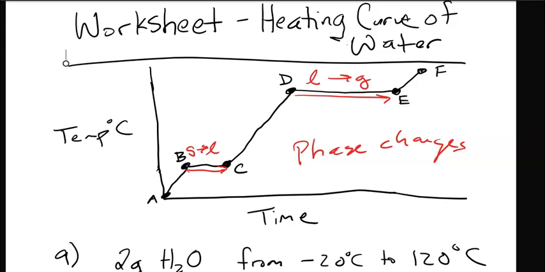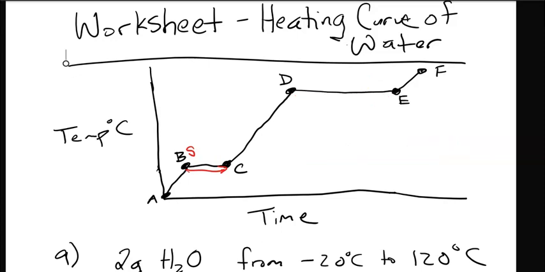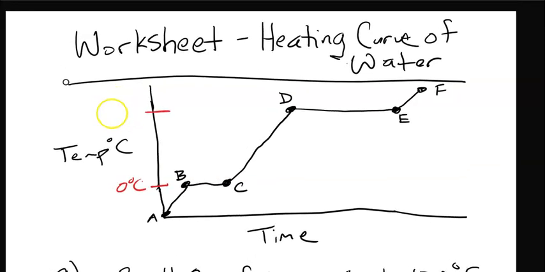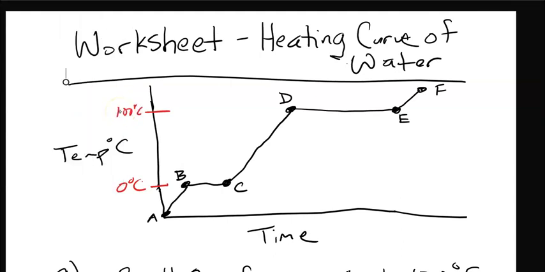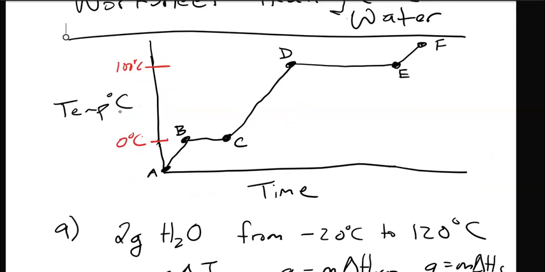So you are responsible for being able to either interpret an already prepared heating curve or possibly create one of these given enough data. So a couple of important things you should know about water in particular. You should know that the freezing point of water is 0 degrees Celsius, and the boiling point of water is 100 degrees Celsius, okay? Therefore, these temperatures are already known, and you don't have to guess along this step or this step here, okay?